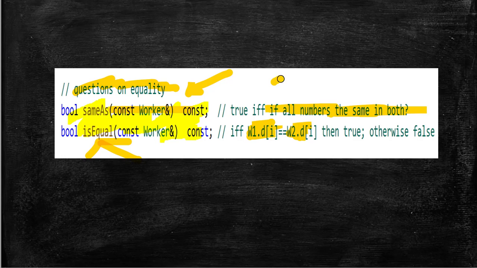For example, 2 and 3, if I had just two numbers, that's the same as 3 and 2, but they're not equal. Why? Because this is the number 2 and that's the number 3, but they are the same as.